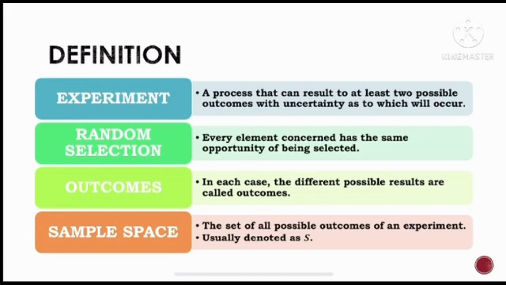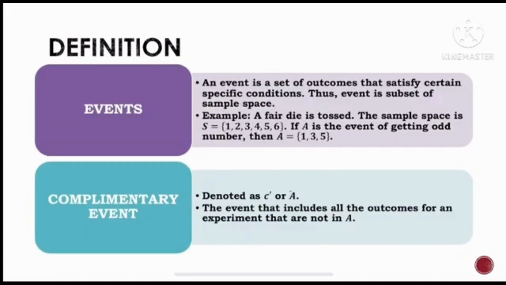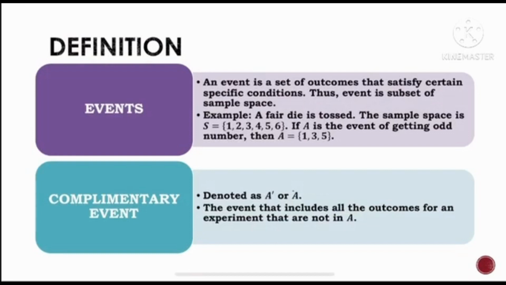Random selection means every element has the same opportunity of being selected. Outcomes are the different possible results in an experiment. Sample space is the set of all possible outcomes of an experiment. It is denoted as capital letter S. An event is a set of outcomes that satisfy certain specific conditions. Thus, event is a subset of sample space.